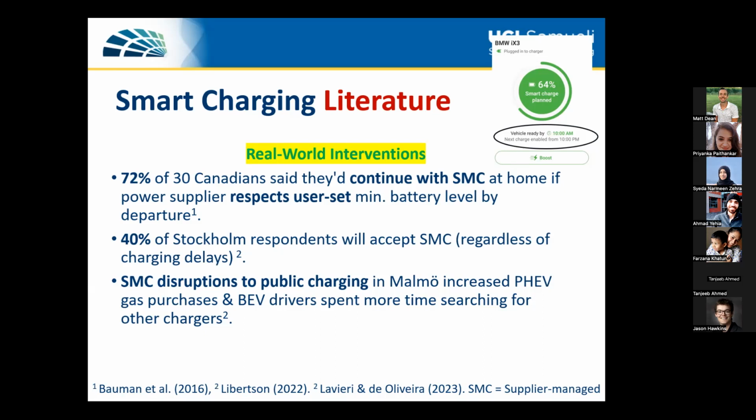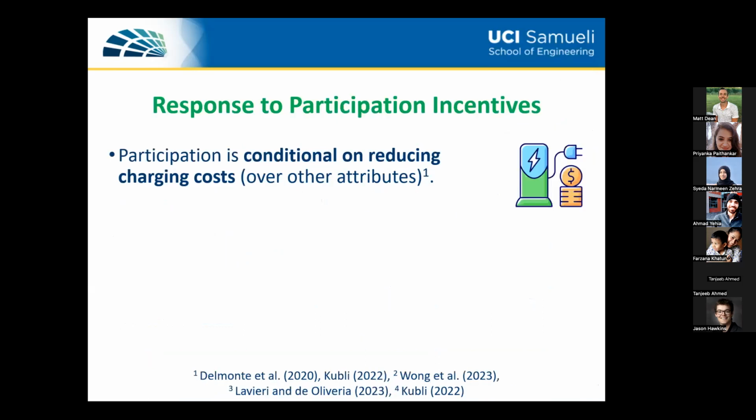A subsequent web-based survey of Stockholm area residents with a plug-in EV found that 40% would likely accept supplier-managed charging, regardless of how long the charging was interrupted or controlled, because of the perceived environmental or grid stability benefits. And a study out of Australia found that BEV owners actually preferred supplier-managed charging over doing it themselves with an app or timer. And so maybe this experience of charging can influence future expectations or future charging behaviors.